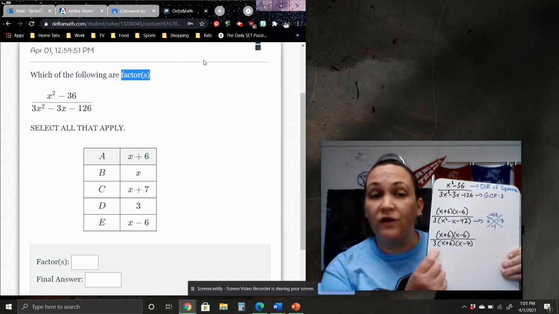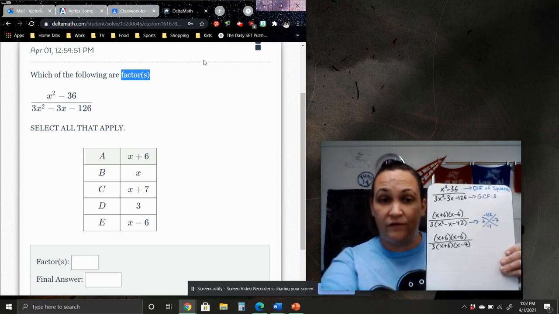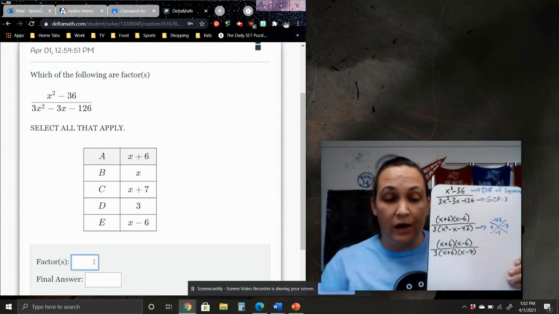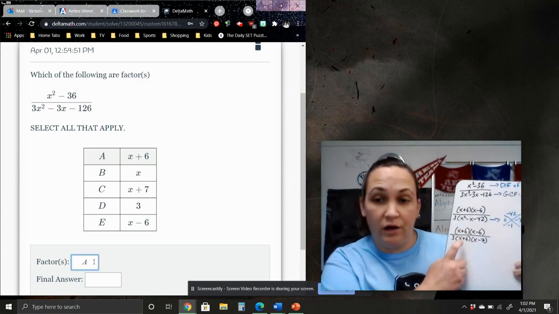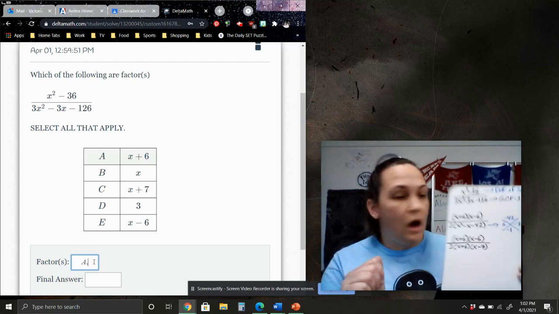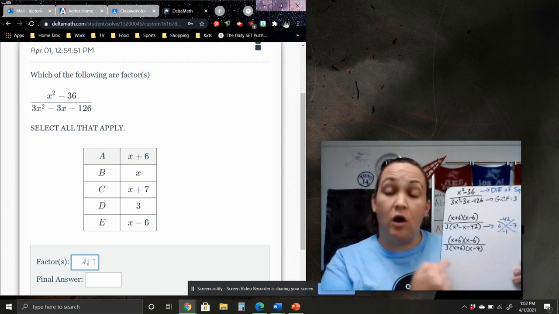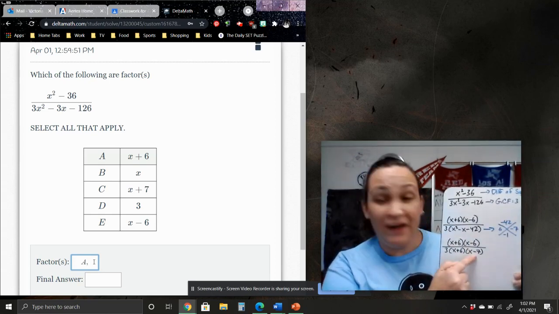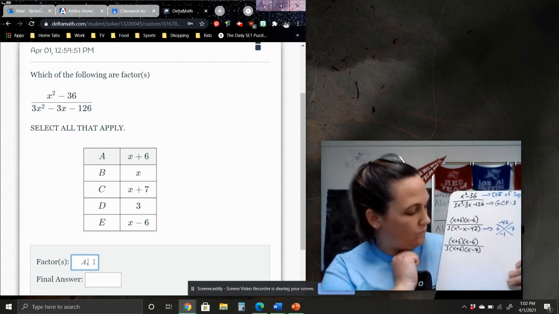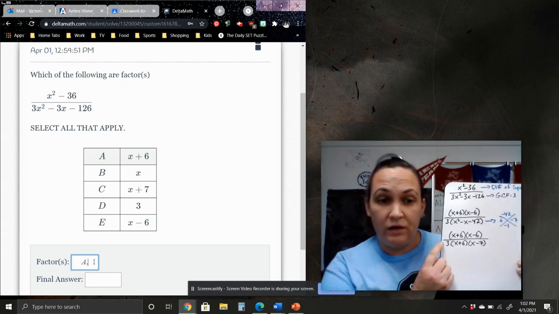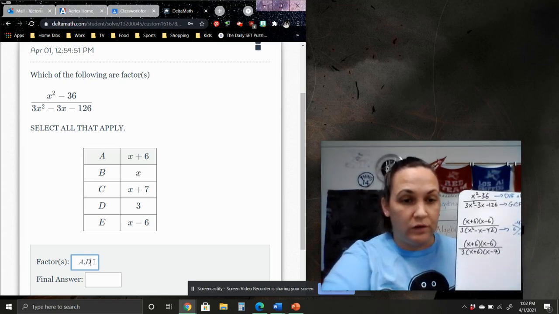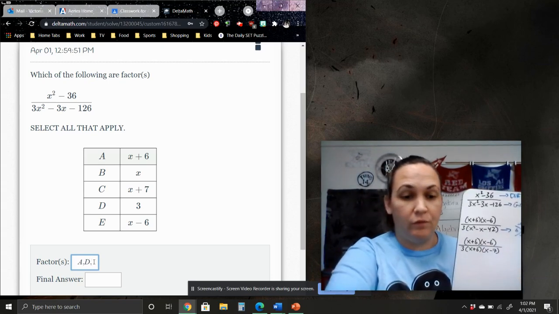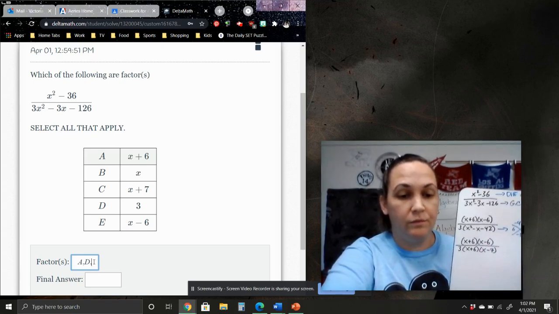Now, from this fully factored form, I want you to pick the list of everything that's there. So there is an x plus 6 right now. I see there's one here and one there. There is not an x that's all by itself. There's not an x plus 7. There's an x minus 7, but not an x plus 7. There is a 3. It's right out here. So we're going to use the letter D. And then there is an x minus 6 right here. So then we'll use the letter E.